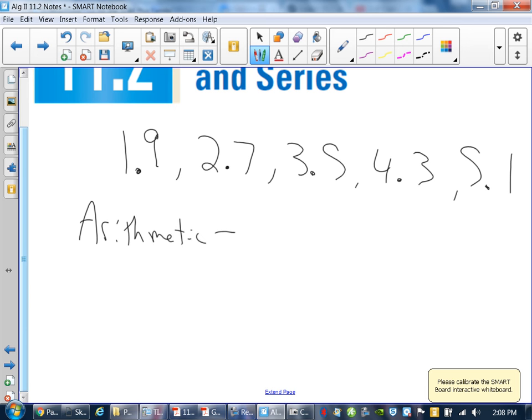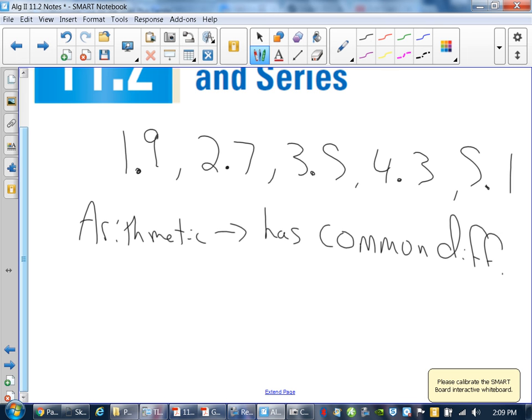Arithmetic has a common difference. So when you have this common difference thing, what a lot of times people freak out about is that there will be some examples from time to time that have fractions. Use the fraction bar in your calculator and just set it up. I'm not taking the calculators away from you, so these things should be pretty straightforward.